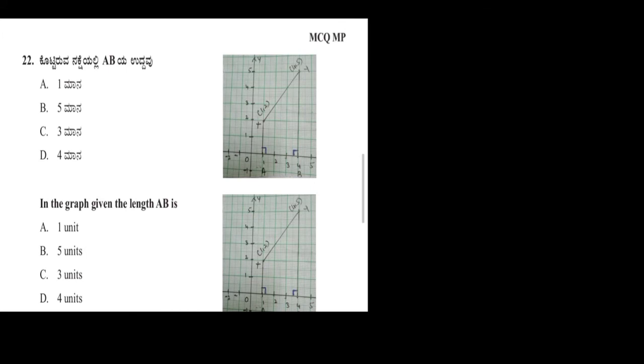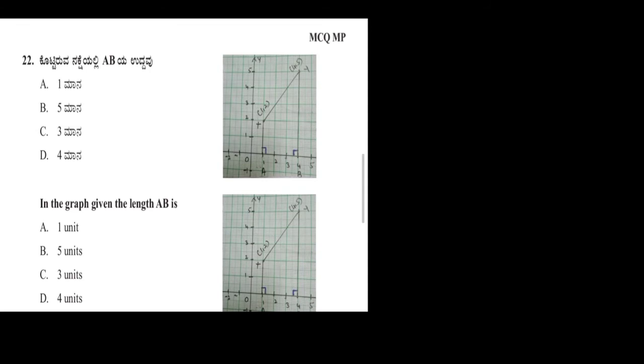In a graph, given the length AD is, here they gave a graph and we need to find out the length of AD. By seeing only we can say, because A is down, B also down only. By seeing also we can say 1 to 4 has a difference. That means 1 to 2 is 1 unit, 2 to 3 is another unit, and 3 to 4 another unit. Totally how many units is coming? 1, 2, 3. 3 units is coming.